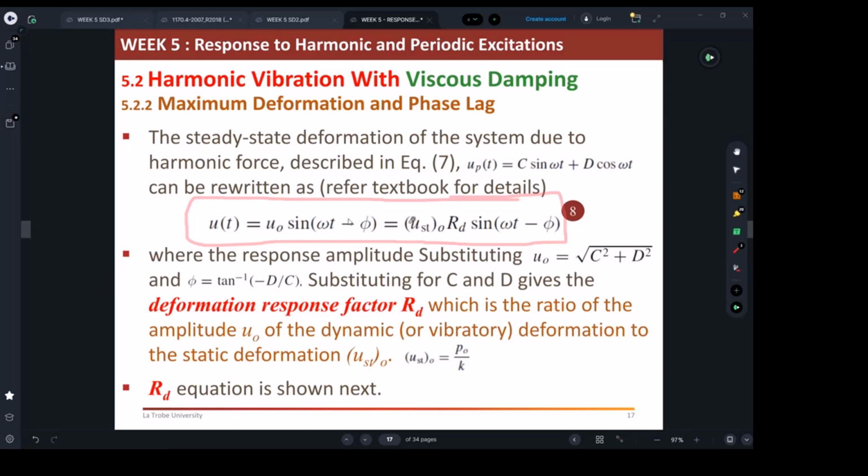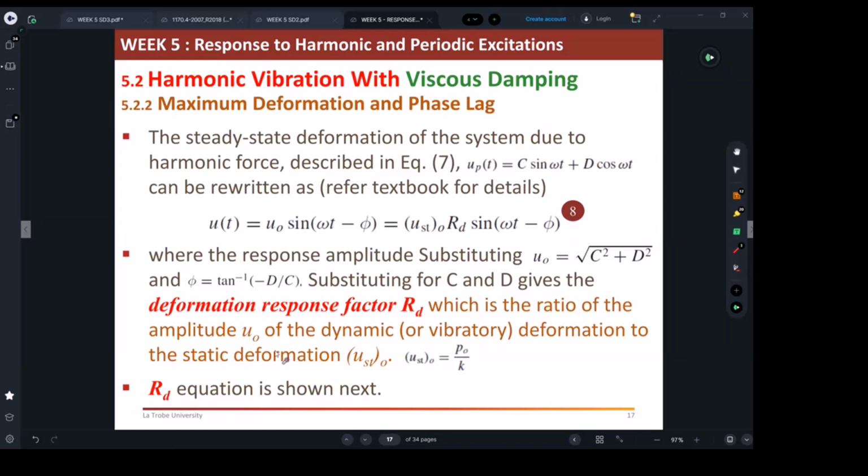This answer gives you the displacement over time as a function of the static displacement multiplied by the RD value, which I will come to next, and also defined by the lag angle. We'll talk about this. What does RD mean? RD is the deformation response factor. It is basically the ratio between the dynamic response and the static deformation.